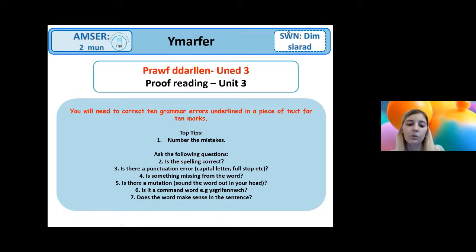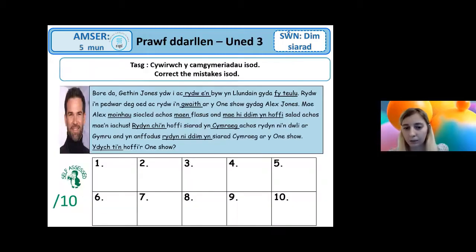Then finally, does the word make sense in the sentence? So they might give you a noun, and you need to put in a verb. So for example, they might give you "rydw i'n gwaith", I work, the word work, but then you need the verb: "rydw i'n gweithio". Or they could say "rydw i'n hoffi Cymraeg achos mae'n ddiflas", I like Welsh because it's boring. So you'd have to change boring to a positive adjective.